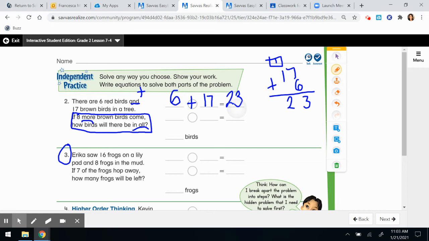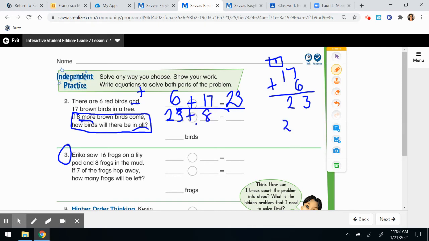And remember what I said, once you get your answer here, most of the time, it's going to go right to that spot. We're going to start our next equation with it. Since there are 23 birds, we need to start with that now. So second part says, if 8 more birds come, how many birds will there be in all? So 8 more. If 8 more are coming, that means I'm going to have to add. So 23 plus 8.